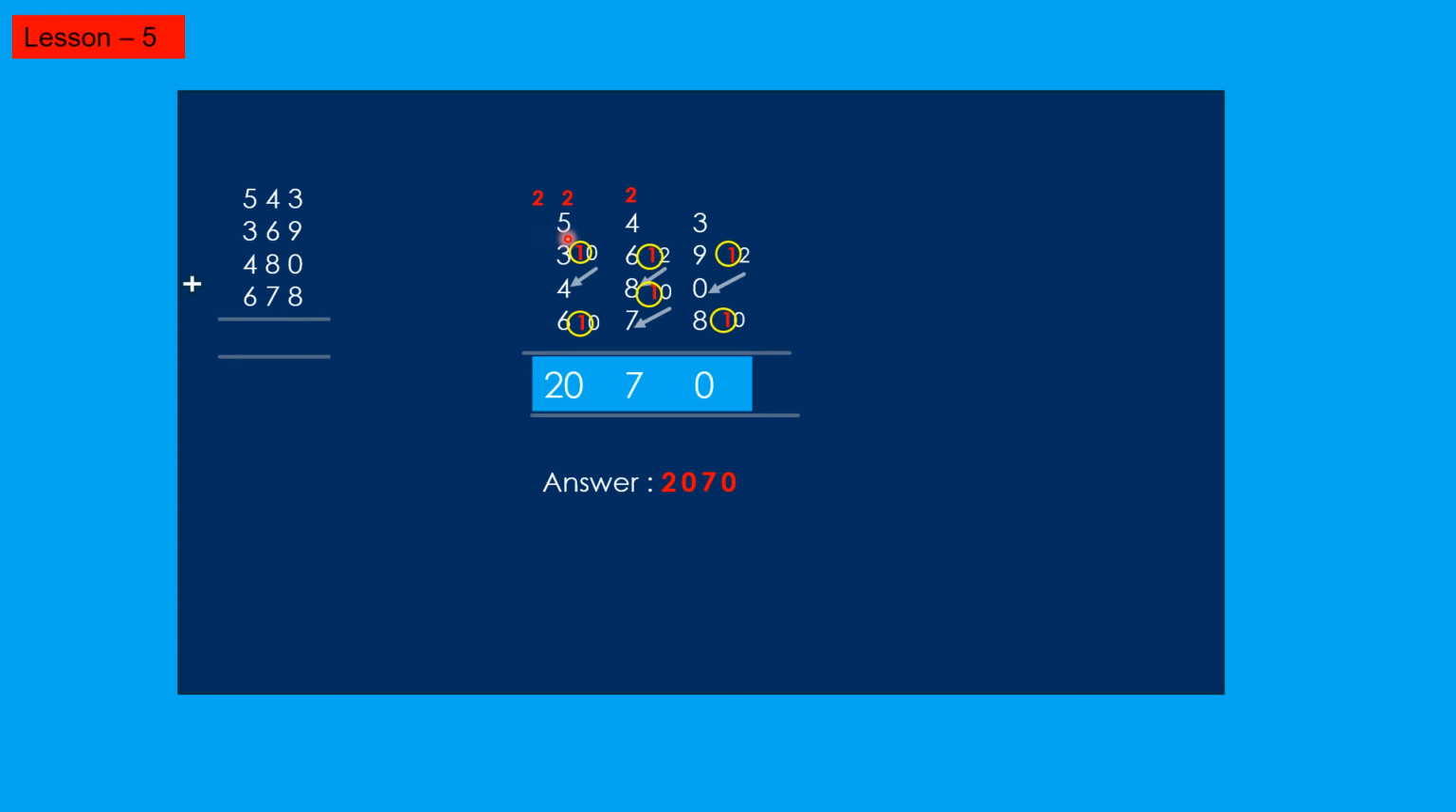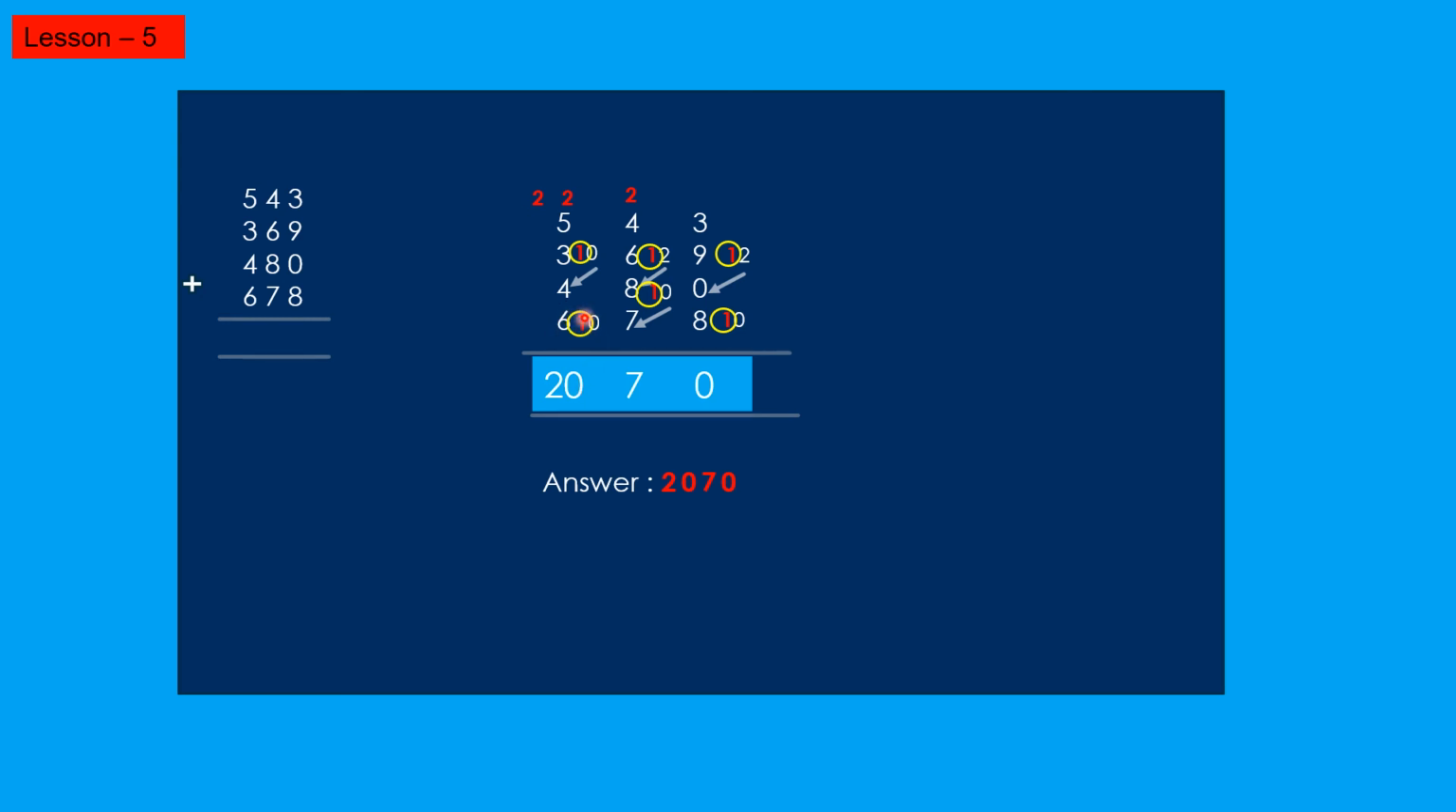And then again you start adding from the top. 2 plus 5 is 7. 7 plus 3 is 10. Again in 10 you circle 1, and 0 is added to the next number 4. 0 plus 4 is 4, and 4 plus 6 is 10. Again circle 1, and 0 comes in your answer box.